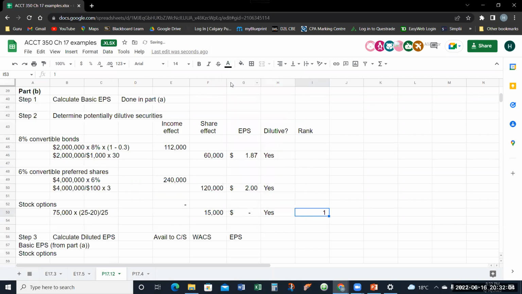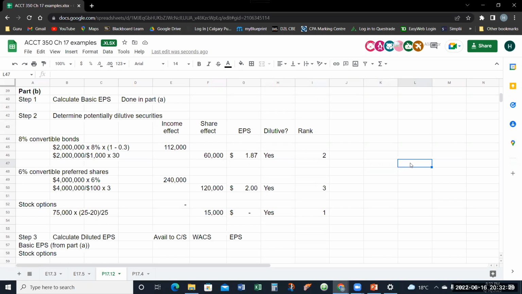$0 beats everything. The next in terms of having a low EPS is bonds. So bonds will be ranked second, and convertible preferred shares will be ranked third. So first stock options, second convertible bonds, third convertible preferreds.